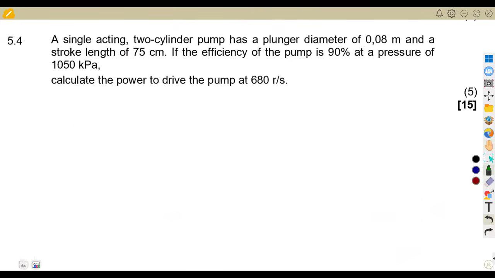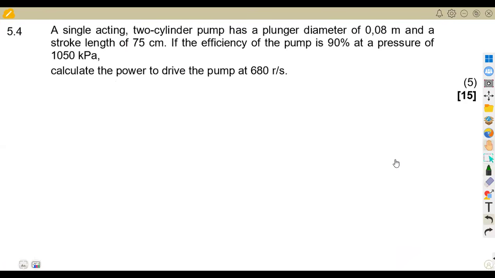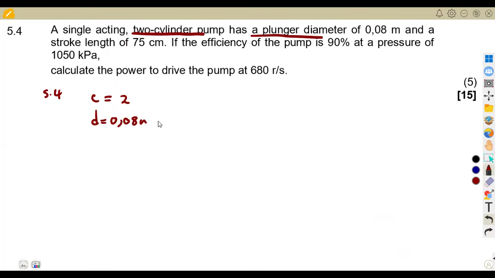5.4, where we are given, in this case, a water pump. That's a pump. So we're given a hydraulic pump, a single acting 2-cylinder pump. So you're given the number of cylinders there. C is equal to 2. It has got a plunger diameter. Remember, when you're dealing with a water pump, you should be dealing with the plunger. All right. So the diameter of the plunger, that's 0.08 already in meters.